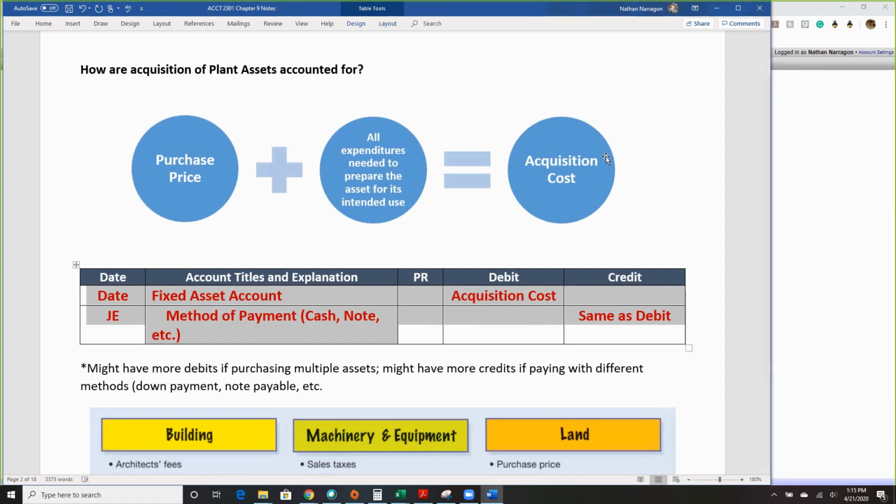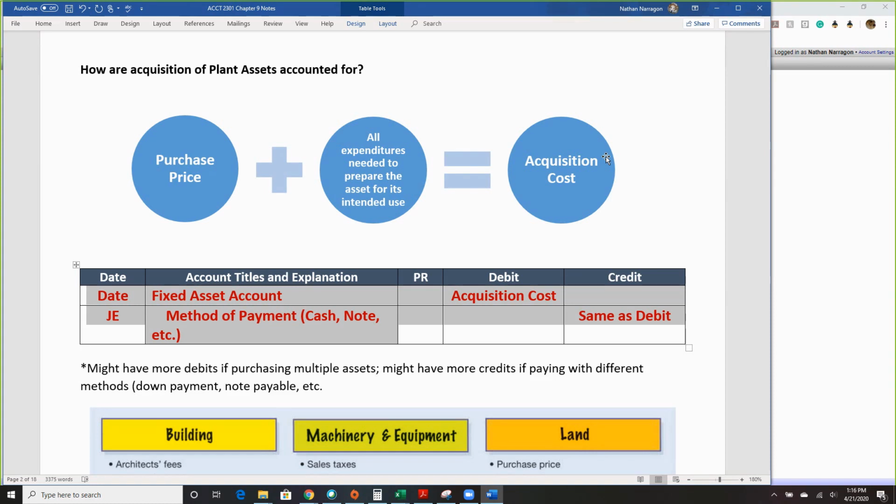Be it cash, notes, bartering, whatever it is. Now, of course, there can be multiple versions of each, especially with credits. So again, if you're going to buy a big ticket item, like a car, most people cannot pay by cash. So we usually have a down payment, which is paid by cash, and then probably a note. So we could have multiple as we go.